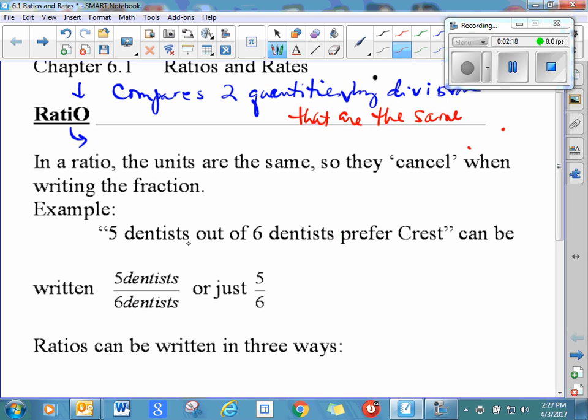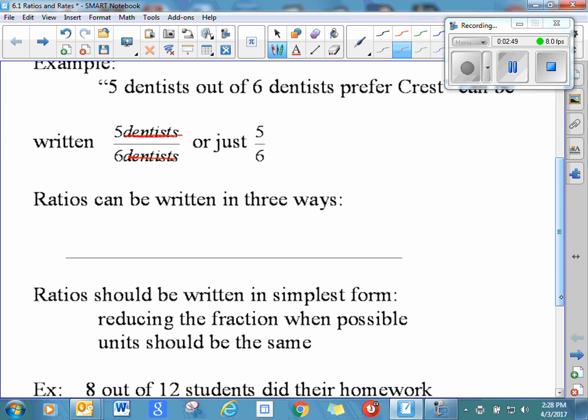The example that I give you is something maybe you've heard on TV. It used to be an old advertisement. 5 dentists out of 6 dentists prefer Crest. So if we were going to write this as a ratio, we're comparing 5 dentists to 6 dentists, and anything divided by itself is 1. It cancels out. So because these units are the same, this is considered a ratio, and we write it simplified as 5 over 6.